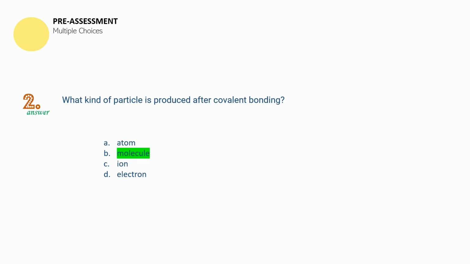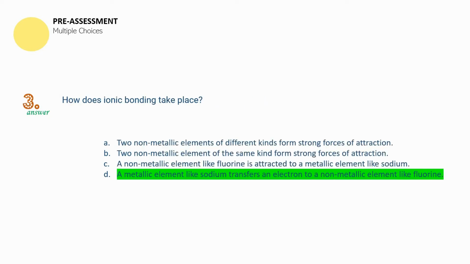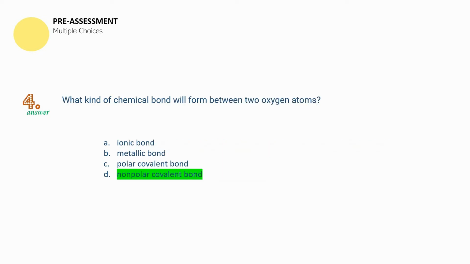The answer to question number 2 is B, molecule. The answer to question number 3 is D. A metallic element like sodium transfers an electron to a non-metallic element like fluorine. Question number 4, D. Nonpolar covalent bond.